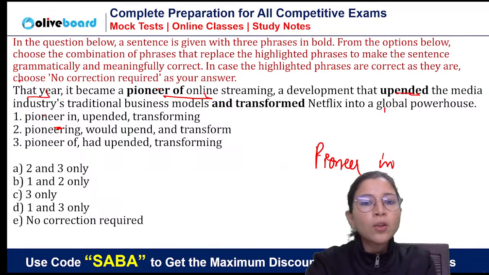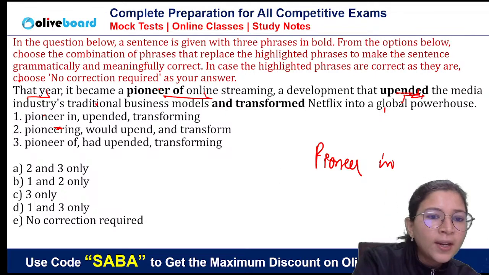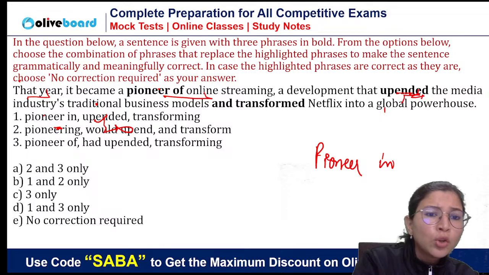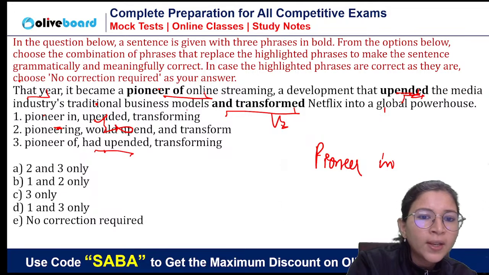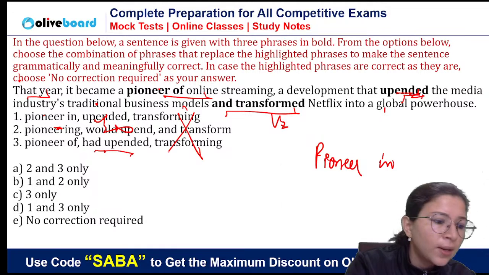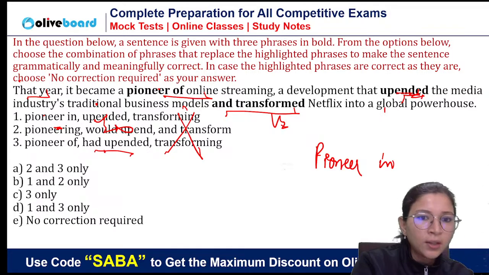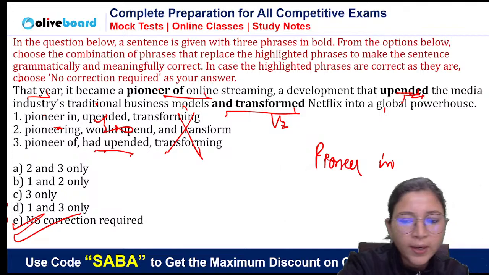Now, it became a pioneer of online streaming, a development that upended the media industry's traditional business models. So upended is correct, but "would upend" is wrong because it is not talking about the future, it is talking about the past, it already happened. You can even say "had upended", this can also make sense. But here you need only the V2 form, and here all are eliminated because none is in V2 form. So that is why the third option can help us in eliminating the options. So simple, the answer will be NCR. Whatever is given, that is absolutely correct.